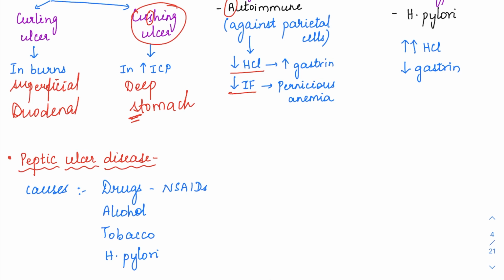We all know intrinsic factor is needed for absorption of vitamin B12. Without intrinsic factor, B12 will not be absorbed. It will lead to megaloblastic anemia. In this autoimmune condition, where it is due to intrinsic factor deficiency, this megaloblastic anemia is called pernicious anemia. Pernicious anemia is vitamin B12 deficiency caused by autoantibodies to the parietal cells.